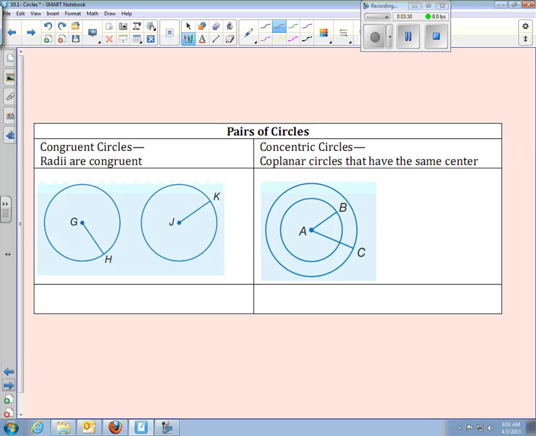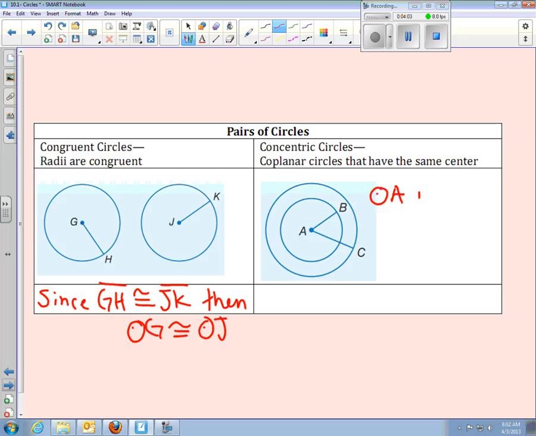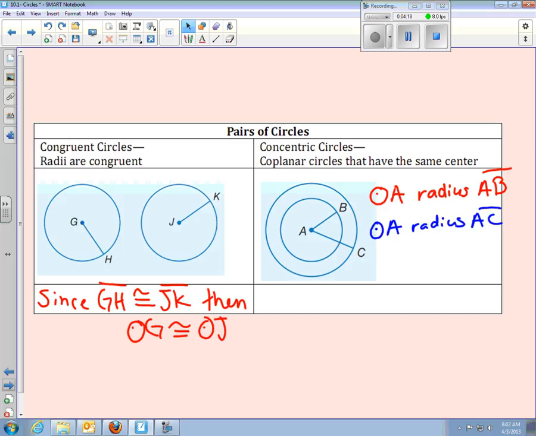All right, congruent circles. Congruent circles occur when the radii are congruent. And so since we know that GH is congruent to JK, then we know circle G is congruent to circle J. We also have concentric circles. Concentric circles are coplanar circles that have the same center. So if you look, we're actually going to name these circles both circle A. But we're going to have circle A with a radius of AB, and that's talking about our small circle. And then we're going to have circle A with a radius of AC. So same circle centers, but they have different radii.